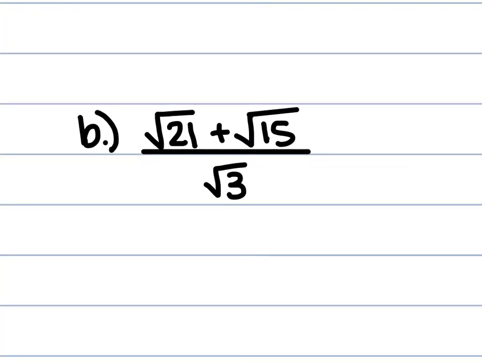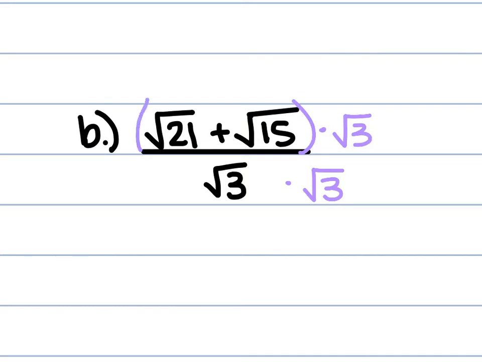For example B, we have the square root of 21 plus the square root of 15 all over the square root of 3. So we're going to do this by looking at the factors of 21 and 15. Your prime factorization of 21 is just 3 times 7. You can't do anything with that. 15 is 3 times 5. Again, you can't do anything with that. So we're going to multiply top and bottom by the square root of 3.